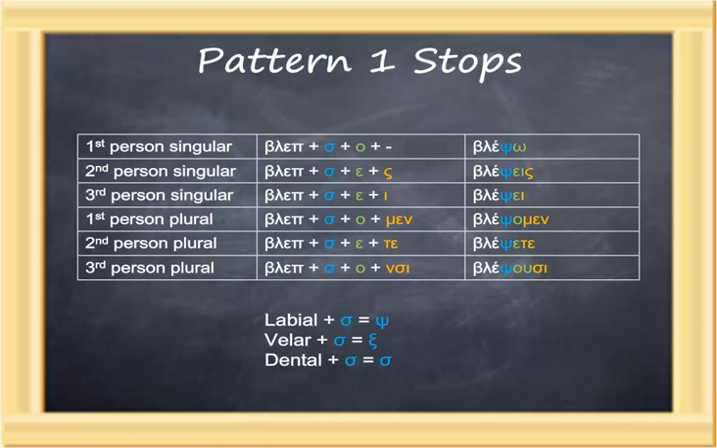And when the stem ends in a stop, the addition of a sigma will cause the appearance of either a psi, a xi, or just a sigma if the stem is a dental. But all three of these examples are following pattern 1, where the root is the same, a tense formative is added, along with connecting vowel and personal ending to form the future.